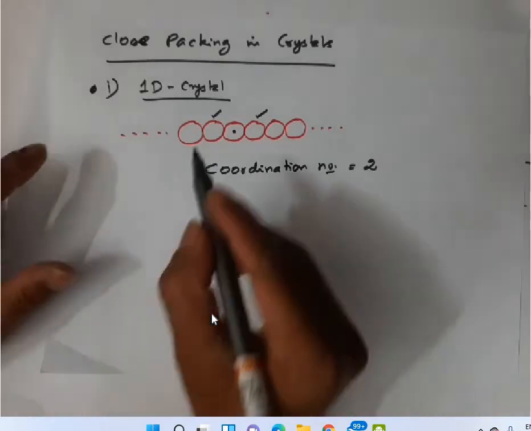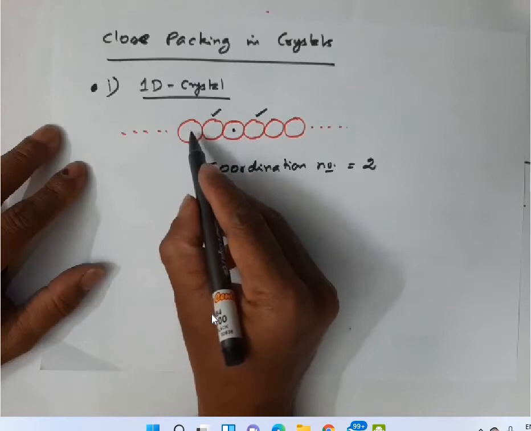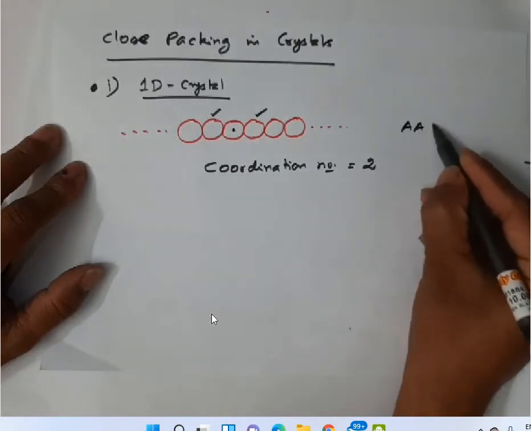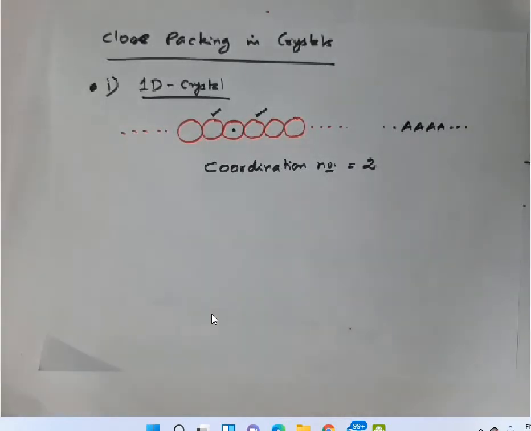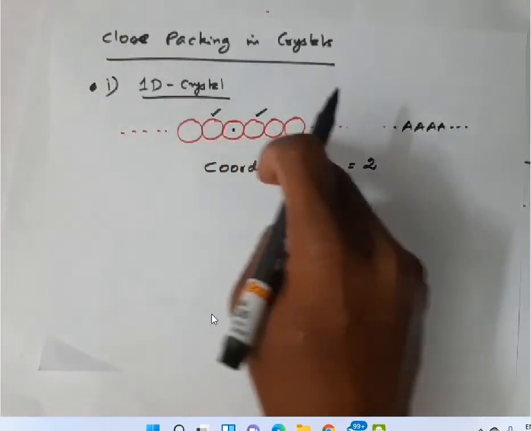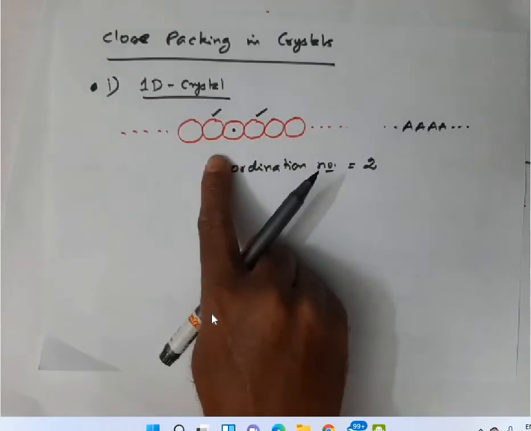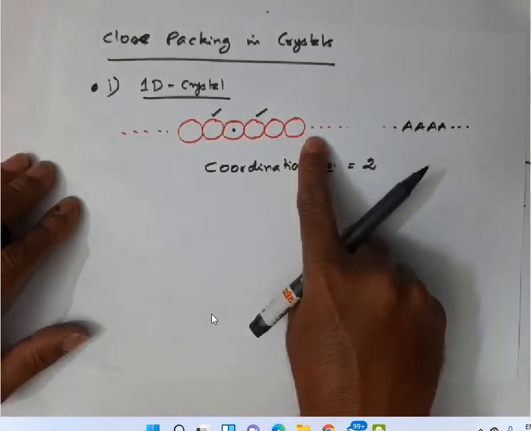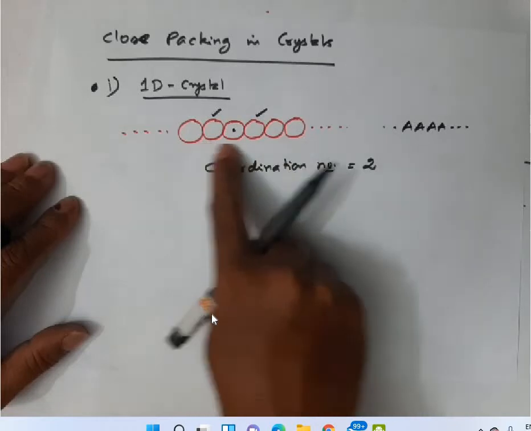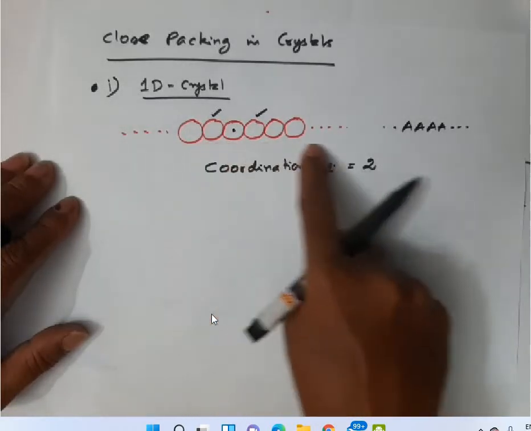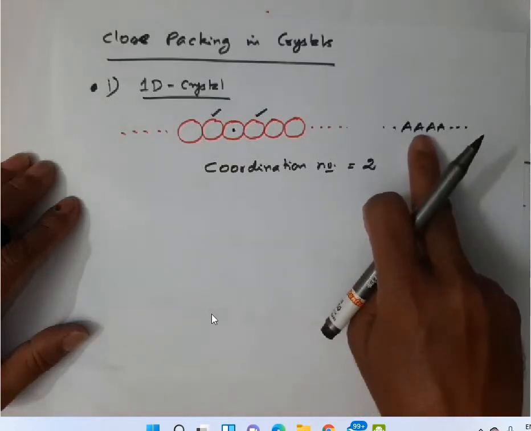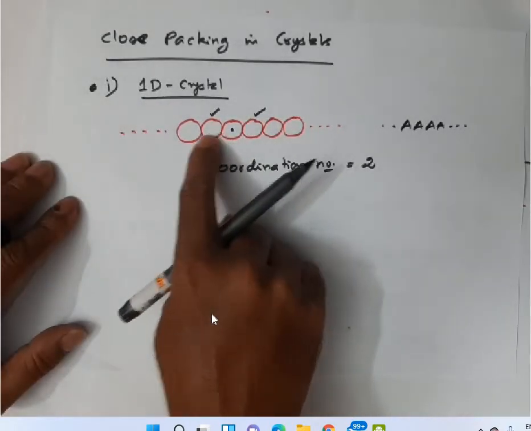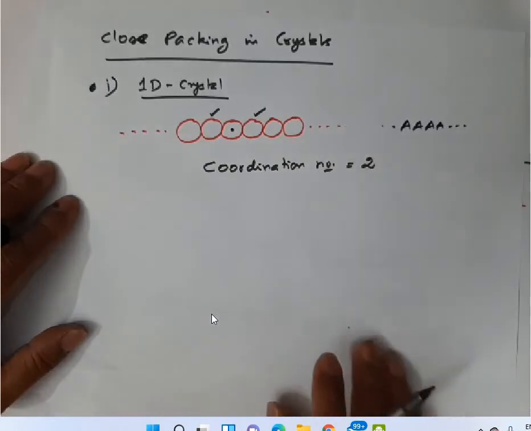Suppose I say this atom is A, then this is also A, because all are similar atoms. So the arrangement looks something like this, A, like that. We can write in this manner instead of drawing circles. These are not circles, these are actually spheres. Atoms look like spheres. If you place the spheres like this, the arrangement is what we call a one-dimensional arrangement, because all the atoms are arranged in a linear manner. Suppose you take one atom as A, the other atom is also A, so these atoms are placed in this manner, A, like that.